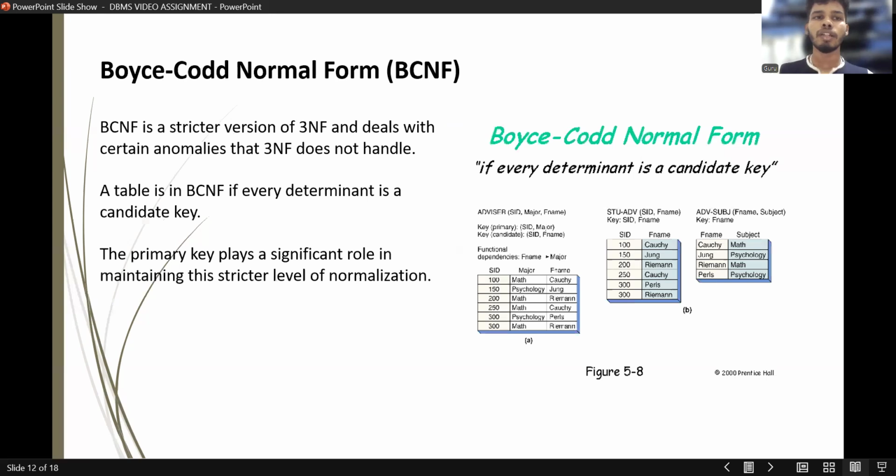BCNF's full form is Boyce-Codd normal form. Boyce-Codd normal form is a stricter version of 3NF and deals with certain anomalies that 3NF doesn't handle. A table is in BCNF if every determinant is a candidate key. The primary key plays a significant role in maintaining this stricter level of normalization, like if the determinant is a candidate key. This is how BCNF works.